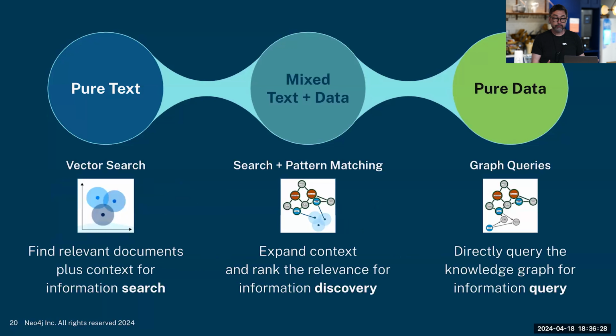The techniques under the hood, of course, as I've already talked through: if it's just text, you're probably going to start with vector search. That's the reliable way to go. You always start with that. On the data side, it's the text to query language generation. Start with that. And in the middle, well, it kind of depends.